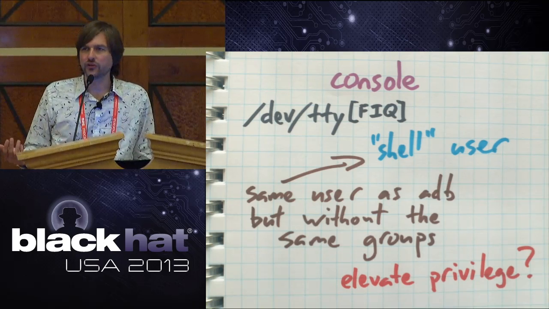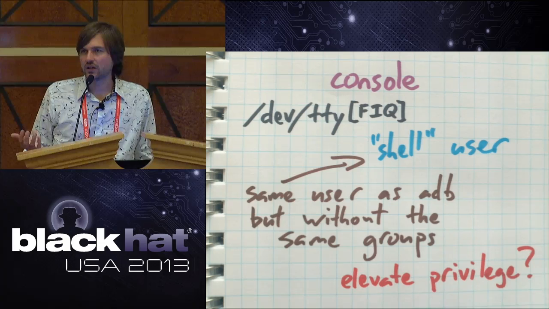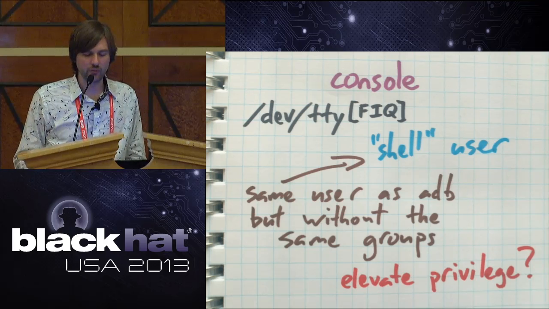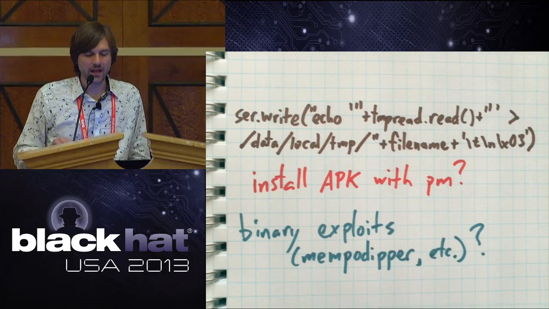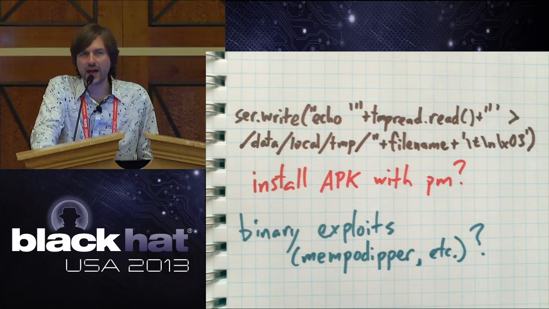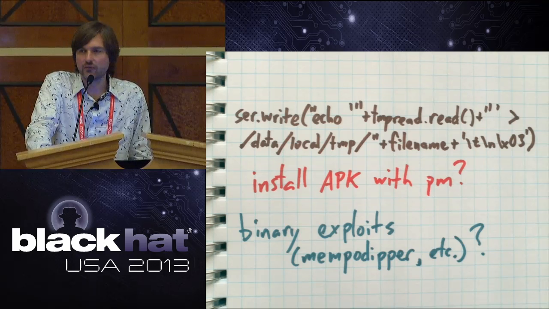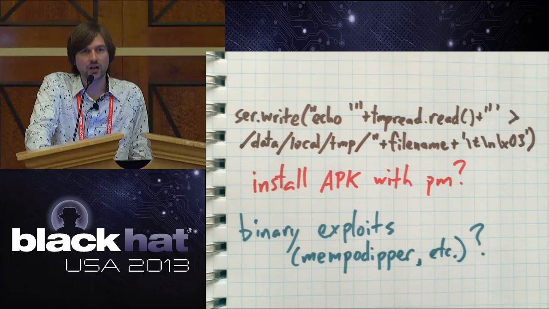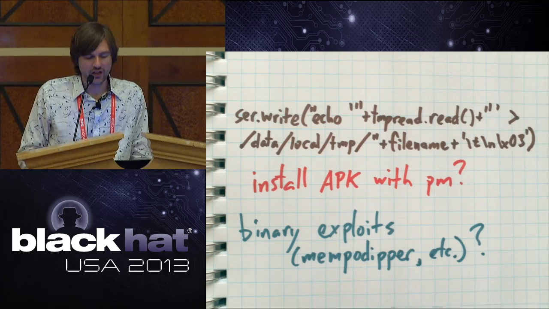So we're the shell user when we get the console from the FIQ debugger, and like Kaz mentioned earlier, it's the same user as ADB runs, but without all the same group permissions. So it would be really nice to be able to elevate privilege somehow. We found some ways to do that, but the most obvious way was that we could write to some files, and maybe we could install an APK and actually load our own code to run on the device. And this turned out to be super hard.